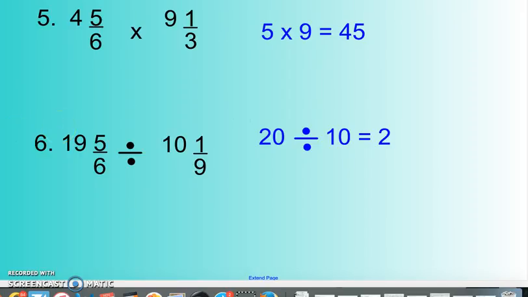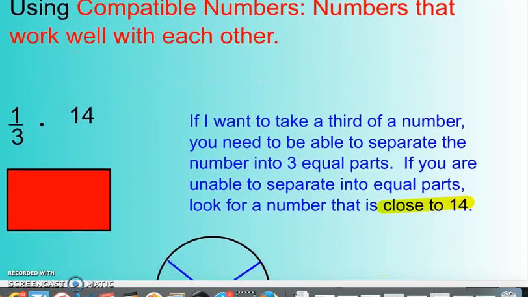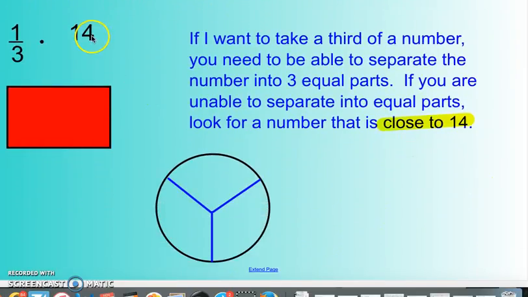And that leads us into our next target. I can choose the most reasonable estimate, and we're going to be using compatible numbers. And as I mentioned before, compatible numbers are numbers that work well with each other. Meaning, if I take a third of a number, well, I want to take a number that I can actually separate into 3 equal parts. So think about it. What is a number that's close to 14 that I can actually separate into 3 equal parts, and so that it's an equal number in each one of those parts?